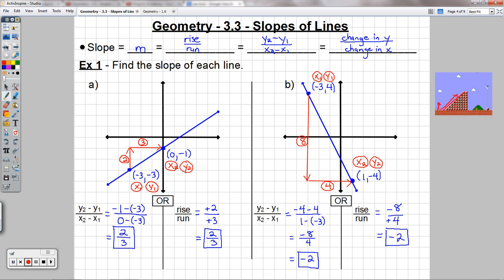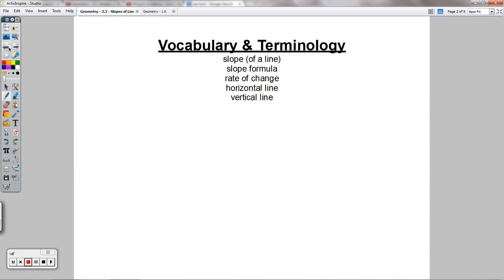All right, so we've got a good review from algebra. Hopefully you remember a lot of these things from algebra and pre-algebra, but review the video as needed. Make sure you know these terms.